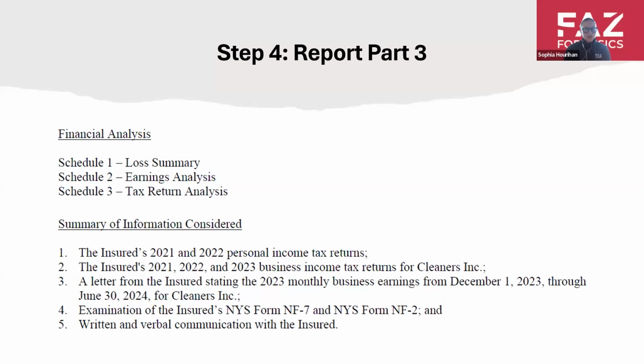Summary of information considered: we're just going to list out everything that we received for this claim particularly. We're pretty much always going to have tax returns. A lot of times we like to see bank statements, monthly earnings, and the NF2, the NF7 that we have described before, and of course, written and verbal communication with the insured or the claimant, as well as your office.